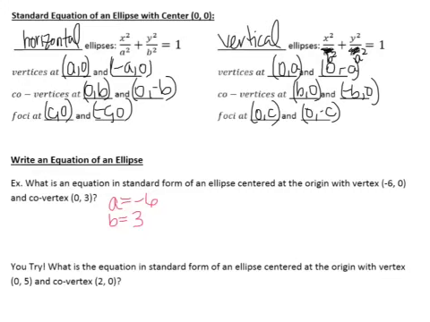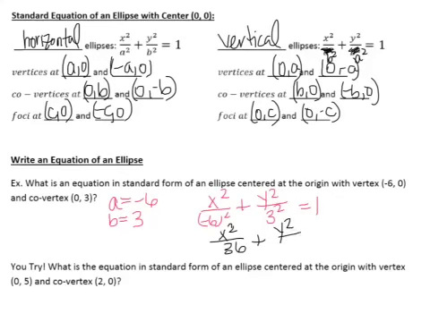So now I just plug this in. So x squared over negative 6 squared plus y squared over 3 squared is equal to 1. And then simplifying, I get x squared over 36 plus y squared over 9 is equal to 1. And now I have my standard form of an ellipse centered at the origin.